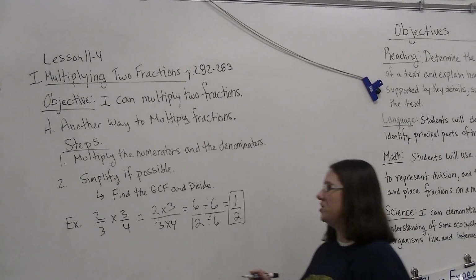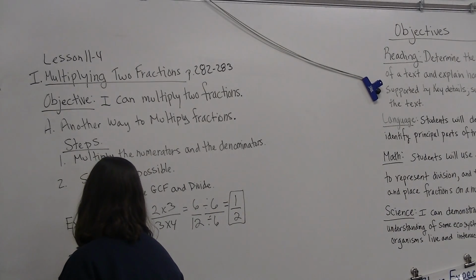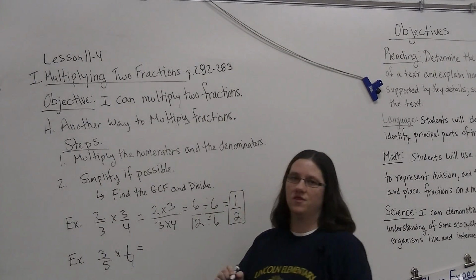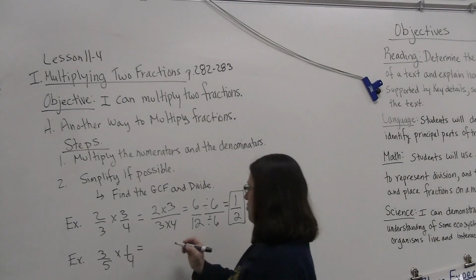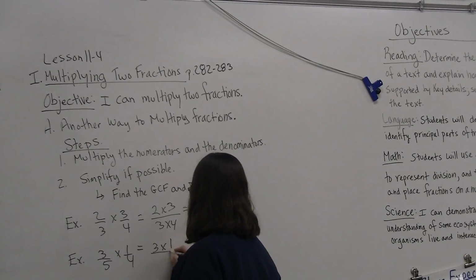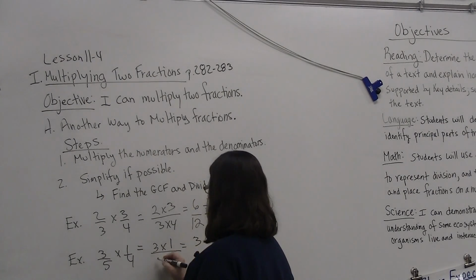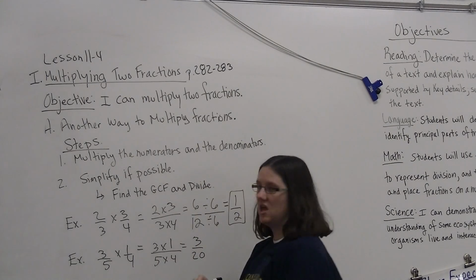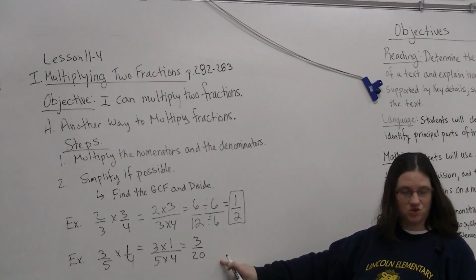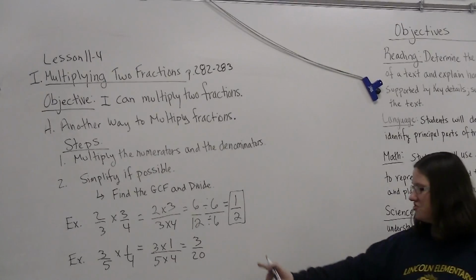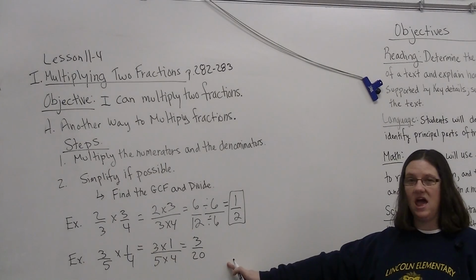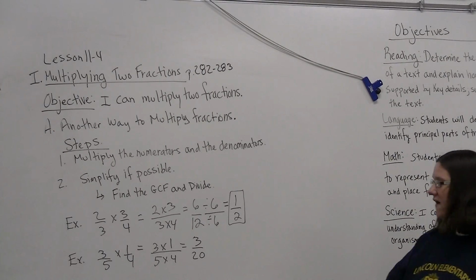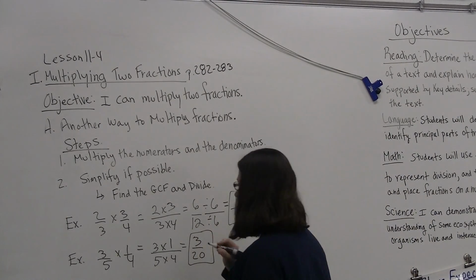Another example we could do is 3/5 times 1/4. Copy that problem, please. 3/5 times 1/4. So again, we're going to multiply our numerators, which is 3 times 1, to get 3, and our denominators, 5 times 4, to get 20. Our product at this point is 3/20. Can we simplify 3/20 down any further? At this point, no, the greatest common factor of 3 and 20 is 1. So we know we are finished. So we can put a box around our 3/20.